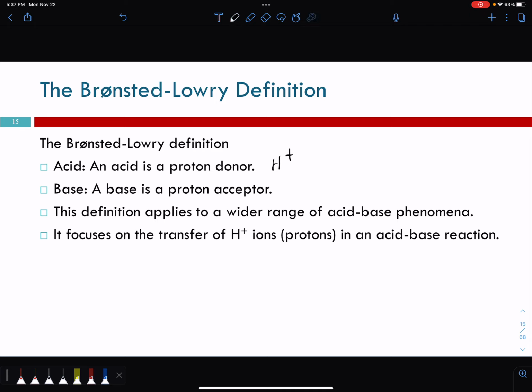Bases, though, get their definition changed. Now a base in the Bronsted-Lowry is a proton acceptor. So anything that receives a proton in solution is going to be a base. So this applies to a wider range of acid-base phenomena, and it focuses on the transfer of H plus ions in acid-base reactions. So now we can apply this to things that aren't even aqueous solutions, right? It doesn't have to involve water.